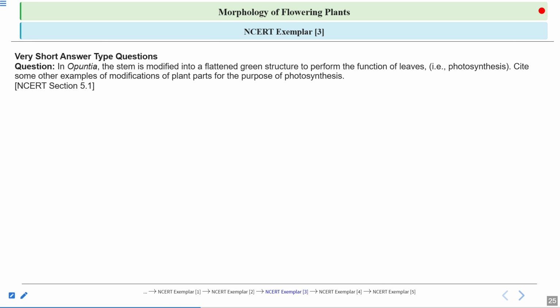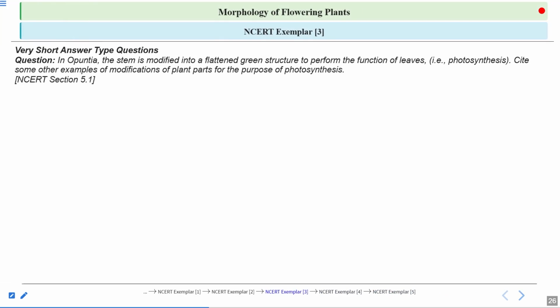Next question. Very short answer type question. In Opuntia, the stem is modified into a flattened green structure to perform the function of leaf, that is photosynthesis. Cite some other examples of the modification of plant parts for the purpose of photosynthesis. So one condition they have given in the case of Opuntia, a type of cactus. Now they are asking for some other examples in plants, right? Modifications for the process of photosynthesis. So let us see the answer.